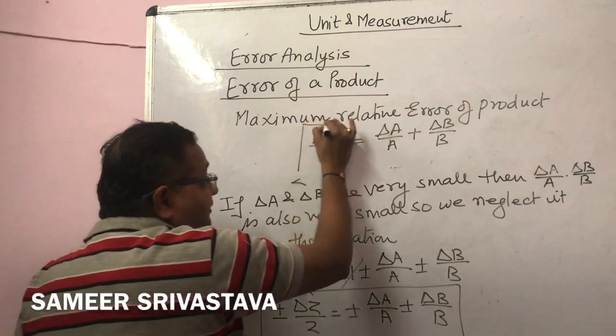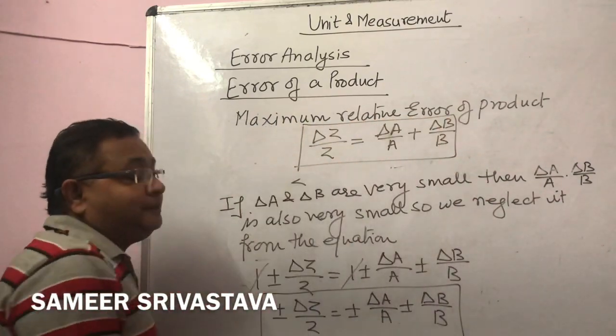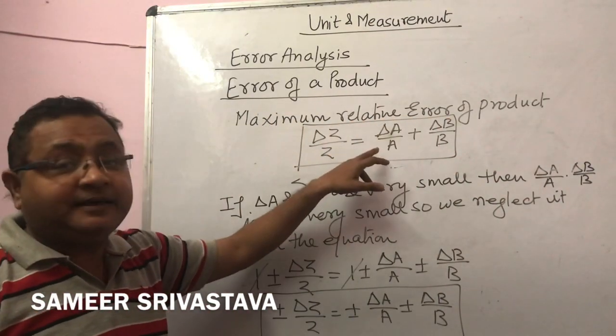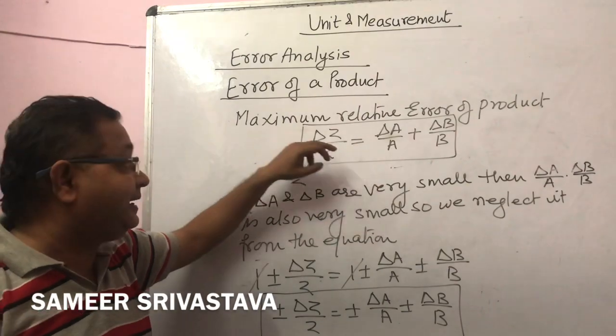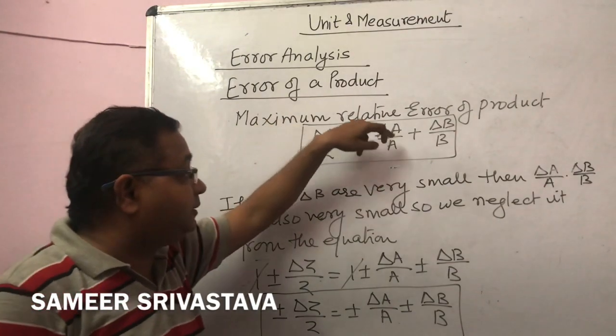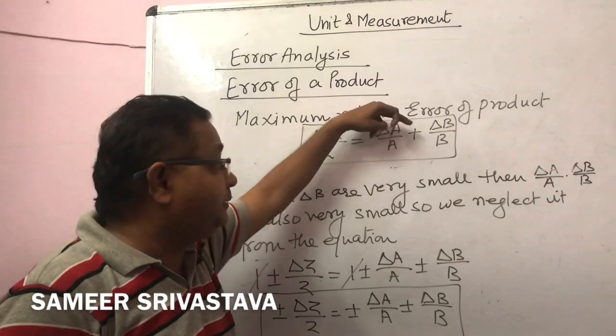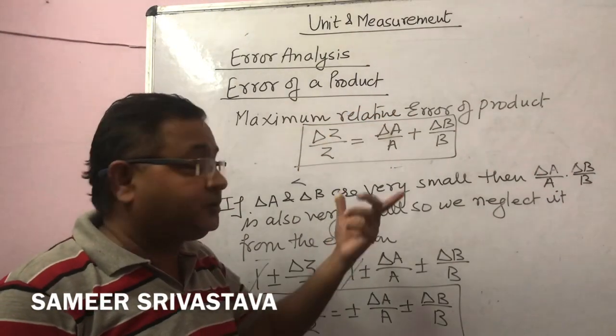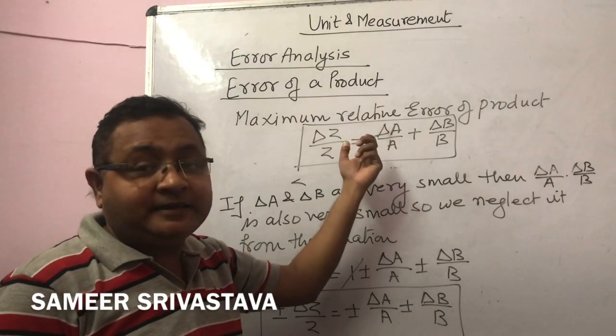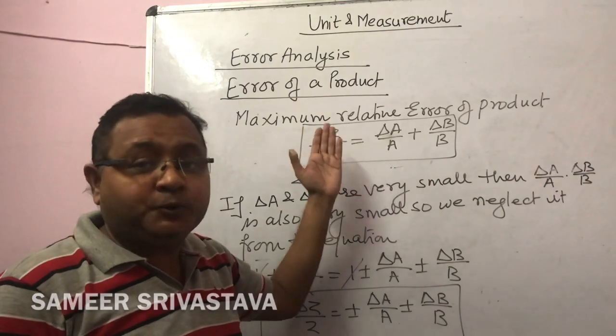So when we find the relative error, we always take the maximum value, and we can write the maximum relative error as delta Z upon Z equal to delta A upon A plus delta B upon B. So this is the measured relative error value in the case of the product condition.